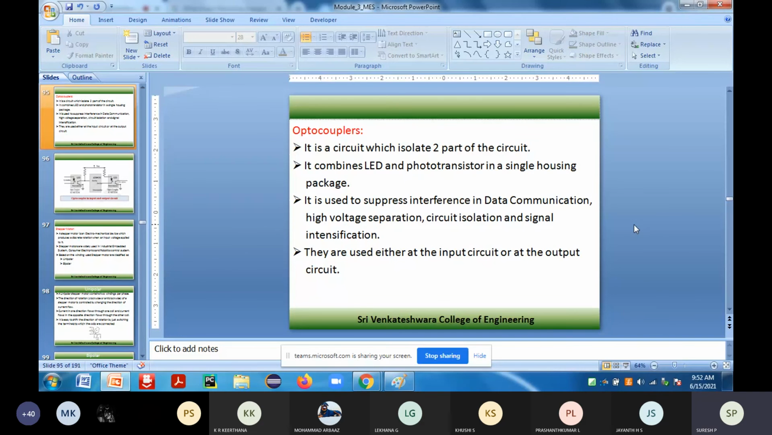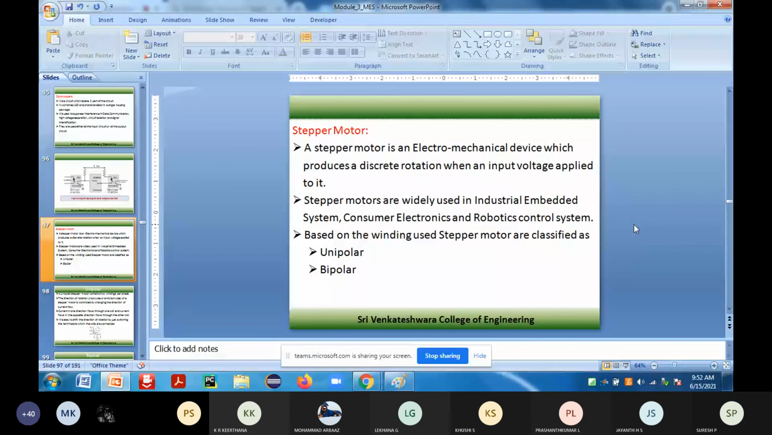Stepper motor I have explained there? No, sir. Okay, no, sir. Okay, we'll go with the stepper motor.